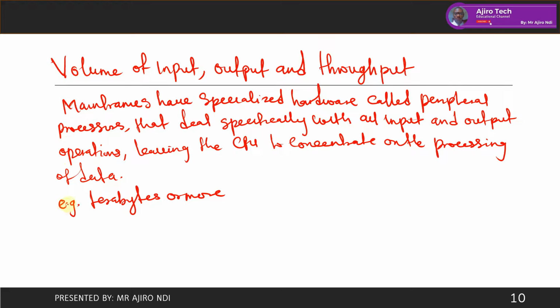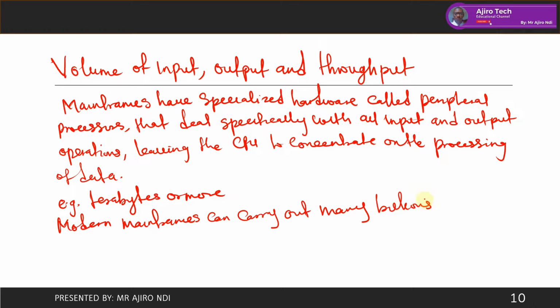Modern mainframes can carry out many billions of transactions every day. Now, this large number of simultaneous transactions and extremely large volumes of input and output in a given period of time is referred to as throughput.